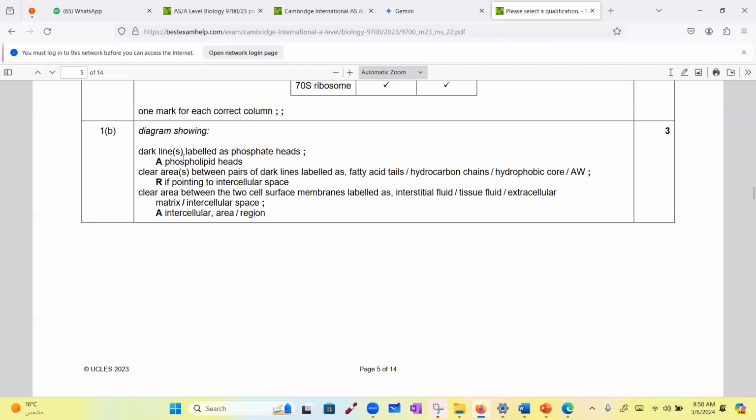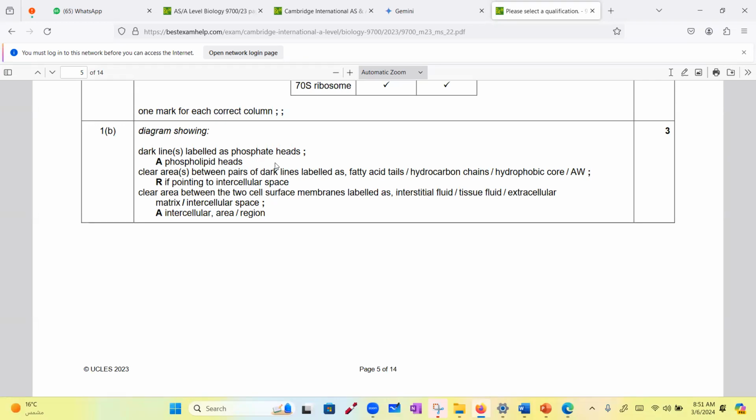Dark line or lines labeled as phosphate heads, clear areas between the pairs of dark lines labeled as fatty acid tails. Reject if pointing to the intercellular space, clear area between the two cell surface membranes labeled as the interstitial fluid or the tissue fluid. So you will draw it. The dark lines, phosphate heads.